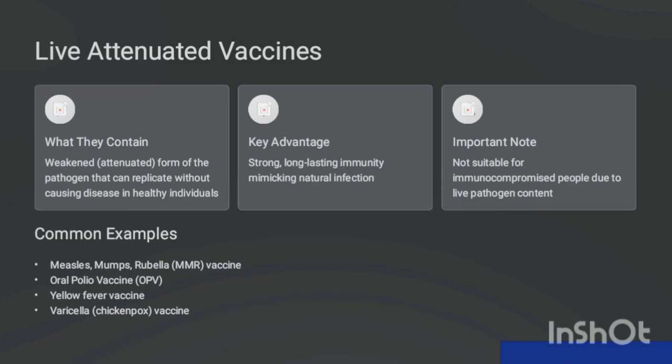Important note: due to the presence of a live, albeit weakened pathogen, these vaccines are not suitable for people who are immunocompromised. Common examples: measles, mumps, rubella MMR vaccine, oral polio vaccine OPV, yellow fever vaccine, varicella chickenpox vaccine.